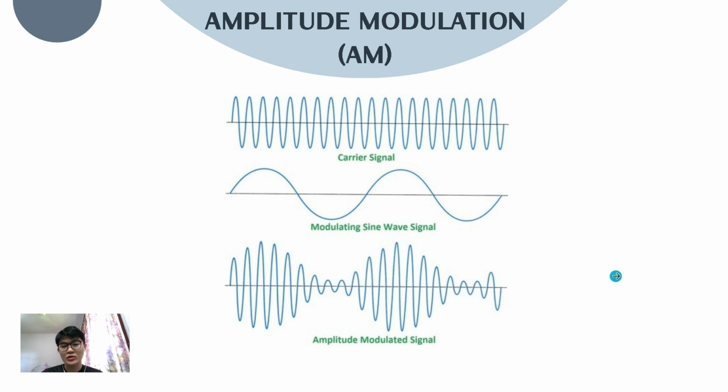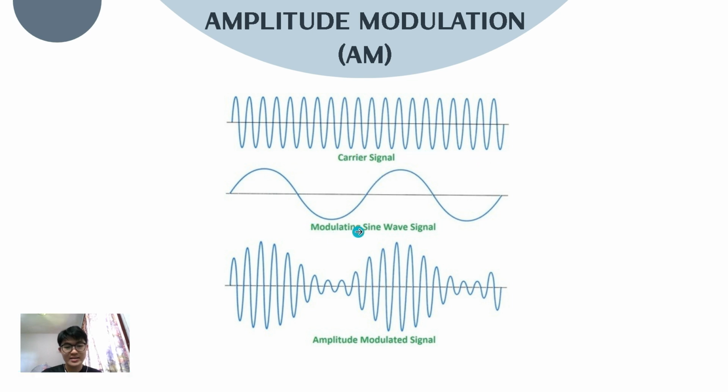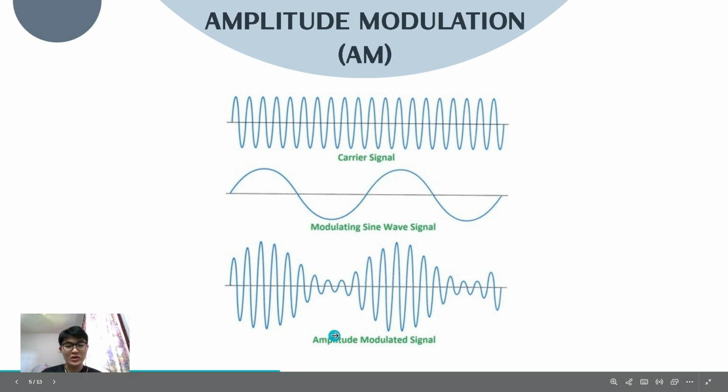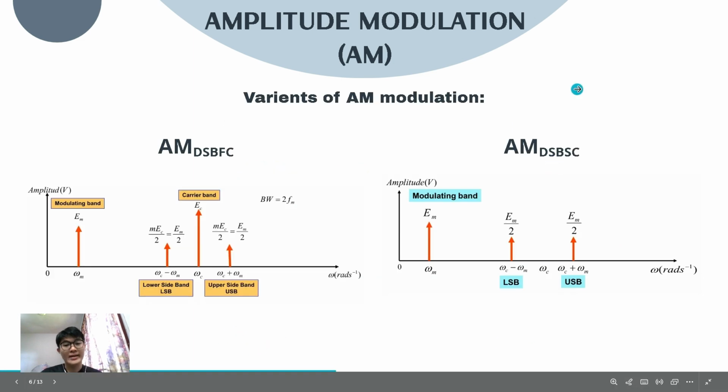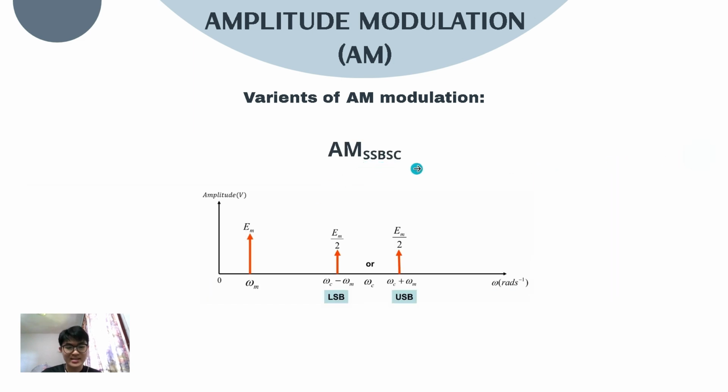This is the graph showing the carrier signal, the modulating signal, and the output of amplitude modulation. We can see the carrier signal is high frequency, the modulating signal is lower frequency, and the output of amplitude modulation is like this. There are a few variants of AM modulation: AM DSBFC, AM DSBSC, and AM SSBSC.